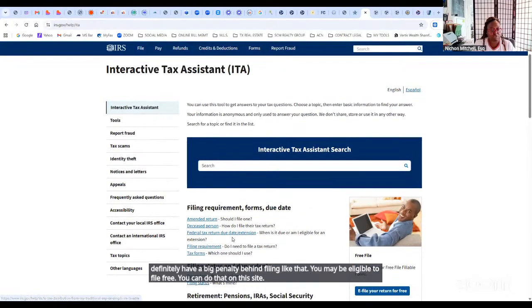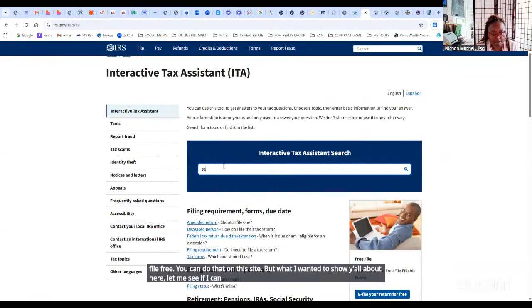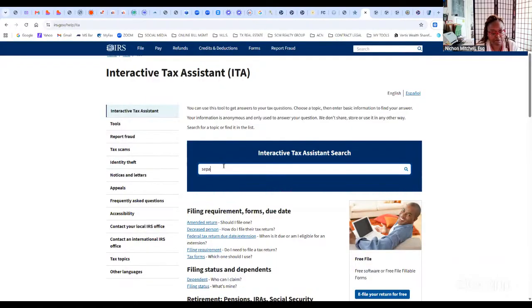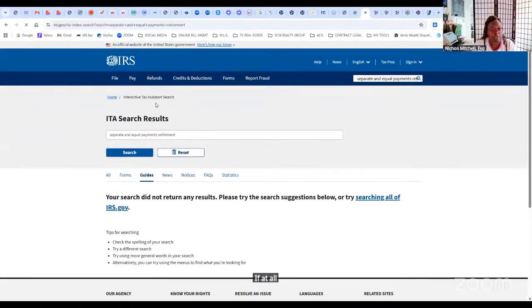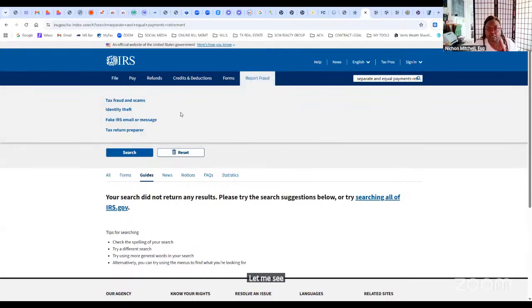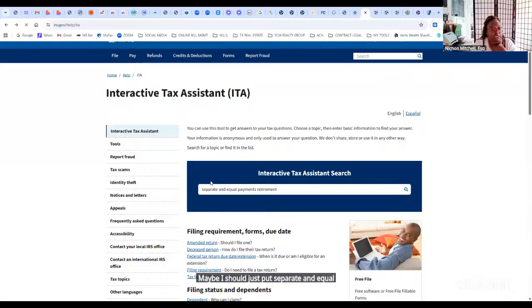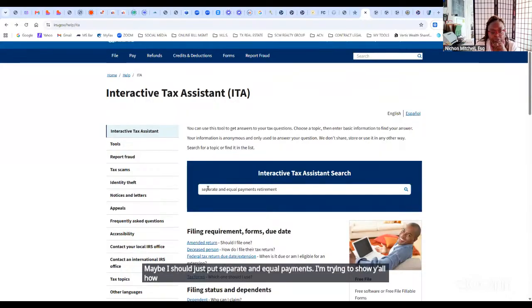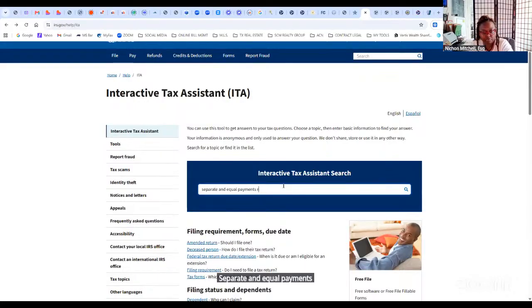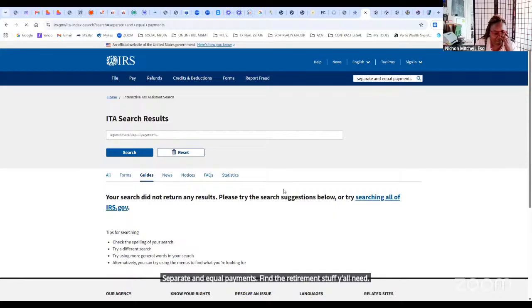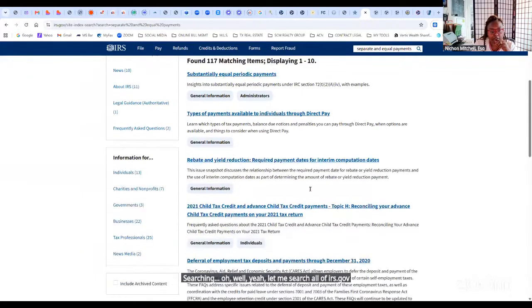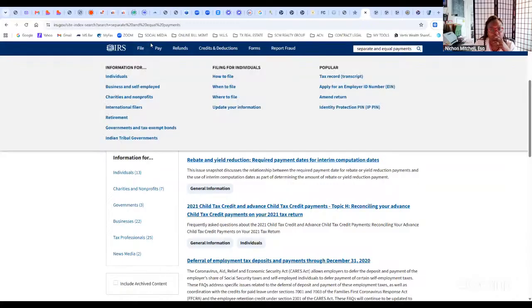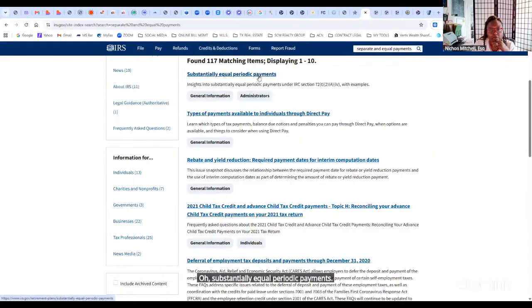But what I wanted to show y'all here, let me see if I can put it in here. Maybe I should just put separate and equal payments. I'm trying to show y'all how to find the retirement stuff y'all need. Let me search all of irs.gov. Oh, substantially equal periodic payments. Stop, that's what I'm looking for.